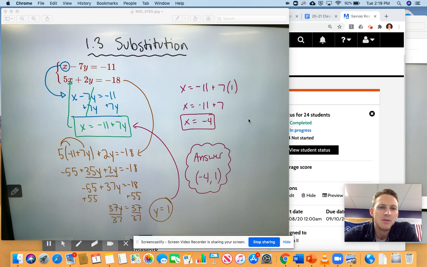All right, Algebra 2, we have some Algebra 1 today, actually. So we're relearning substitution and elimination for 1.3. So our first example is substitution. You guys may have seen this a couple years ago, but we have this example right here.